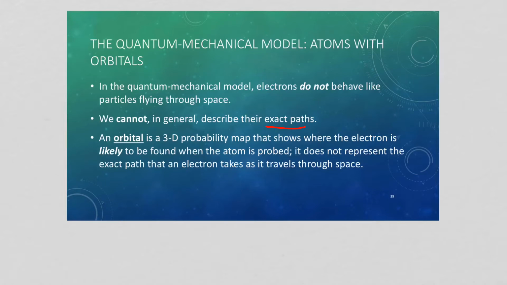If the atom were to be probed to try to find the location of this electron, what the orbital shows is a map, if you will, of the area which would have the highest probability of having that particular electron in it. It does not represent the exact path that the electron takes, right? So it doesn't like move all over the orbit. The orbital doesn't follow a specific pathway, but the orbital represents the general area of space where that particular electron has the highest probability of being found.